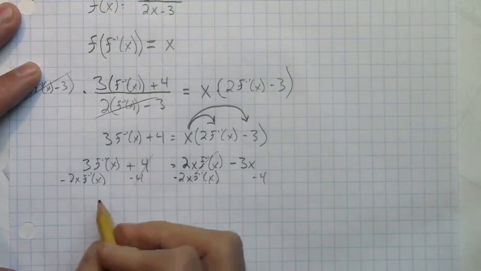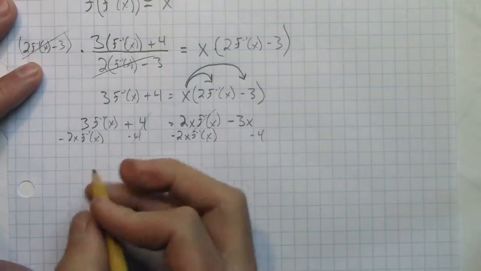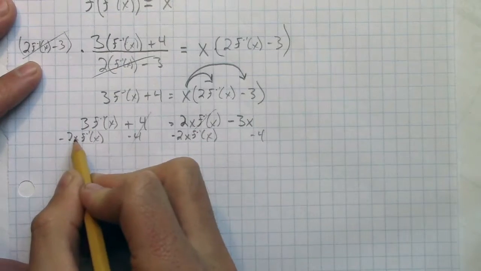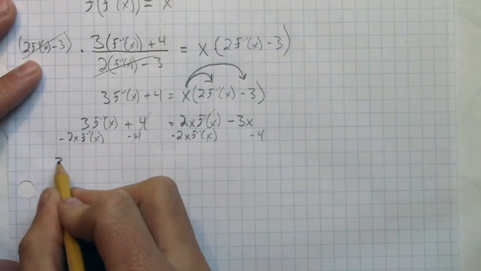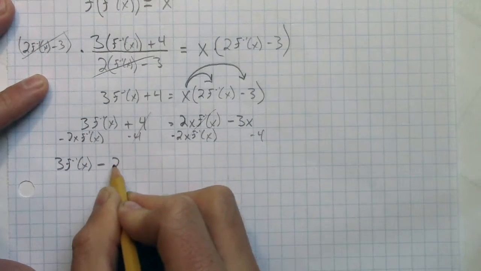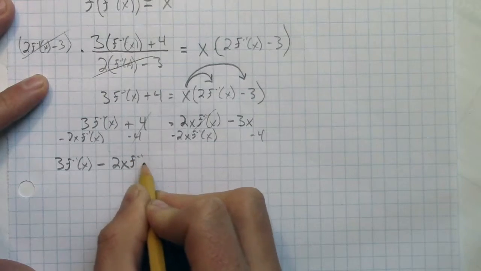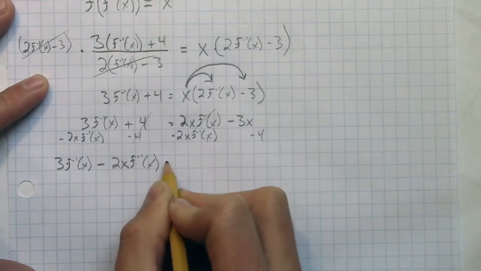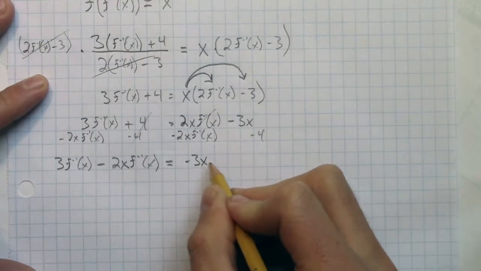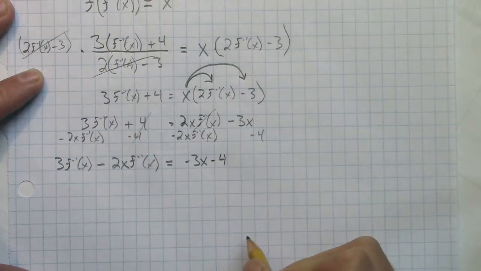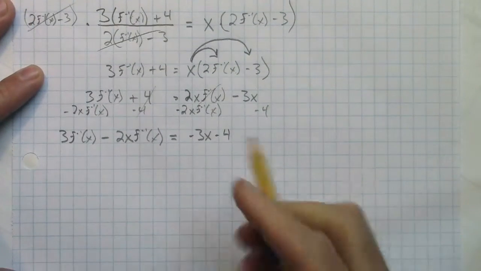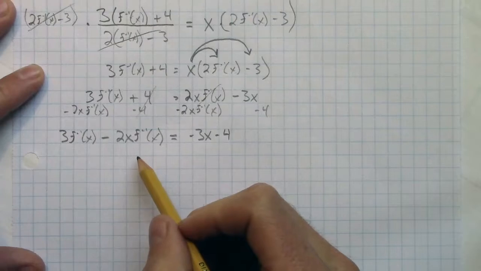All right, so when I simplify that, I can't combine like terms because this is 3 f inverse of x, this is 2x f inverse of x, so those aren't like terms yet. So that's 3 f inverse of x minus 2x f inverse of x. The 4 is gone, equals, okay, so this was all gone, so I'm left with negative 3x minus 4, okay? All right, so then now my last skill is something that I learned in algebra. I need to do something called factoring out.